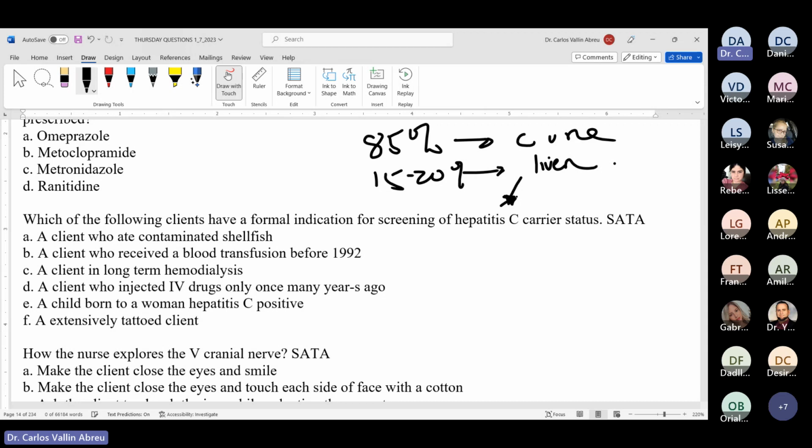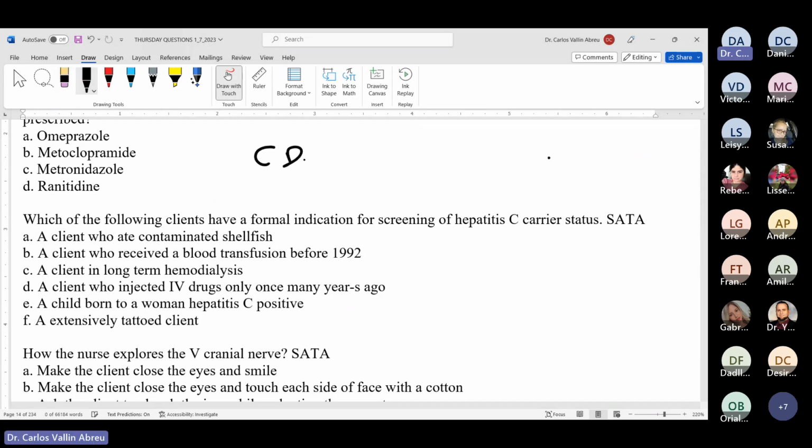It is an issue because those clients can have their livers damaged with time. They can develop cirrhosis and can develop primary liver cancer, but also they can be contagious. They can pass this virus to other people, okay? And this is the hepatitis C carrier status.